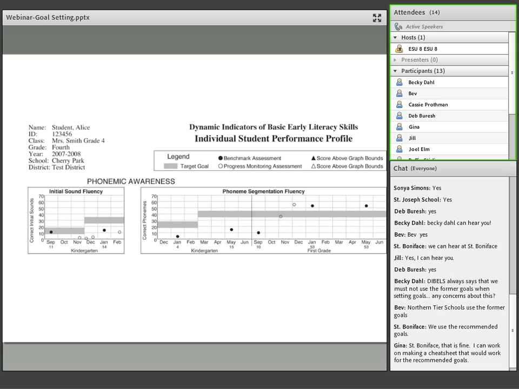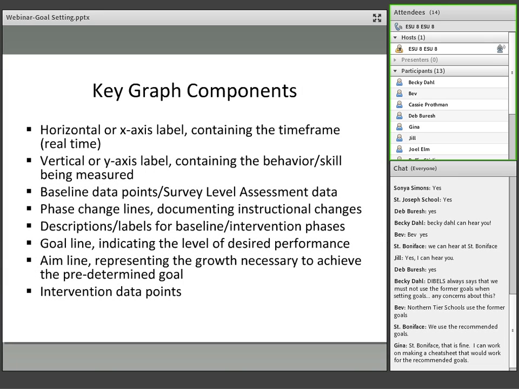So this is an example of what you might find on the DIBELS website. It does do a nice job of showing us the data. It doesn't necessarily show us all the other things that we're going to talk about, which is phase change lines and those different things. I think there are ways to draw those in. But again, it means going to the computer after you've done it and going back to it, where it just seems easier to do it on the front of the booklet right away.